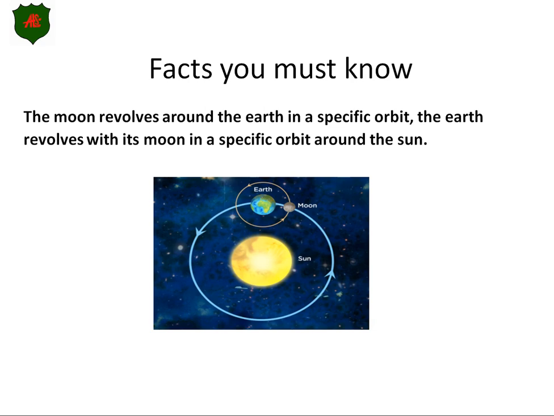Now, what you should know here is that the moon revolves around the Earth in a fixed orbit, and the Earth itself revolves with the moon in a certain orbit around the sun. Okay, so they both rotate around the sun. So what's the relation between this fact and the solar eclipse?